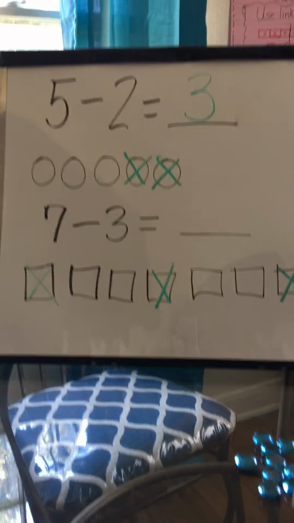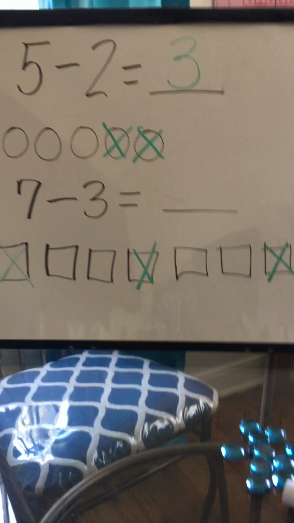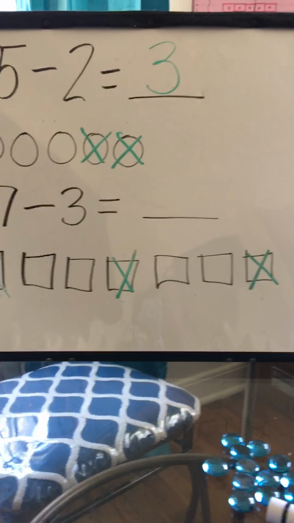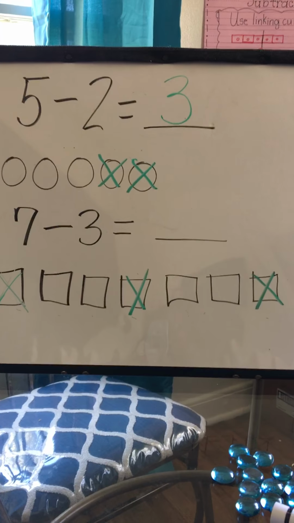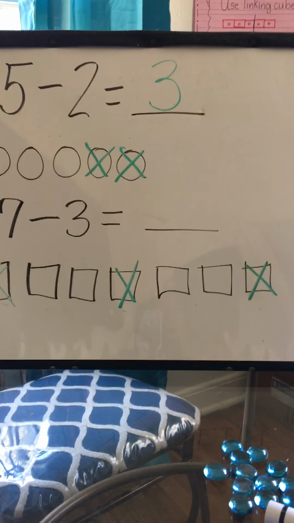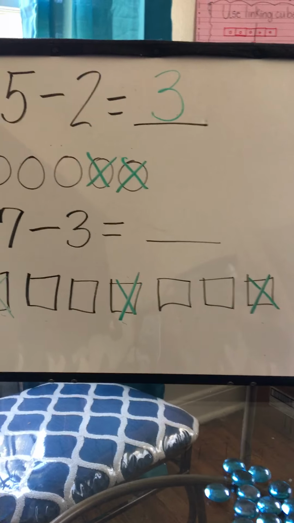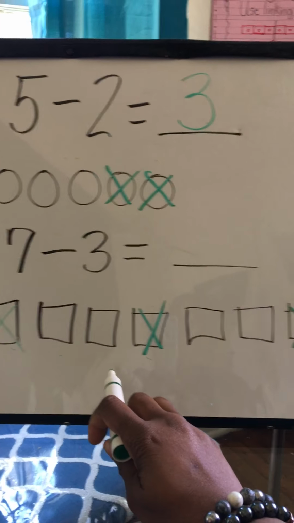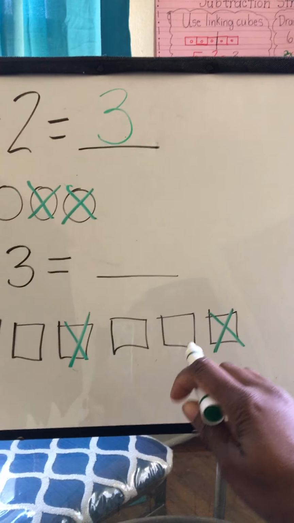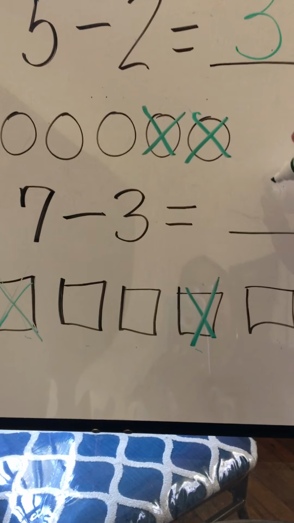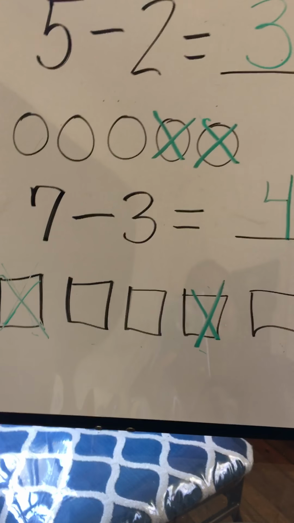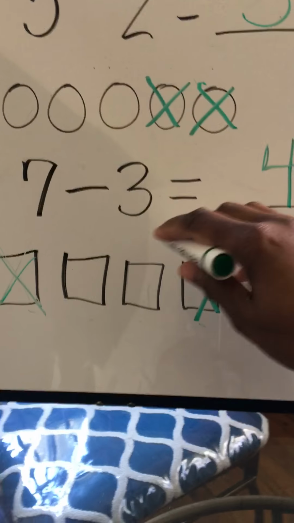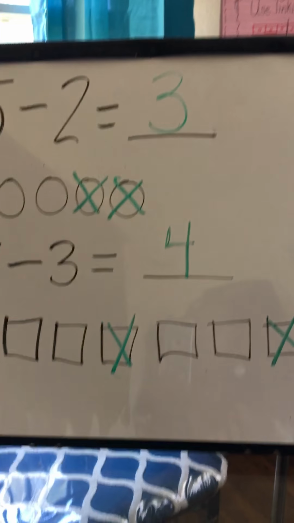So let me pull it back a little bit. Now let's count the squares that do not have X's. That's so important that we make sure we count the ones that do not have X's, because those are going to be the difference between 7 and 3. Let's count. 1, 2, 3, 4. There are 4 that did not have an X, so 7 minus 3 equals 4.